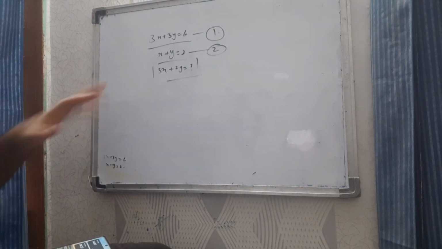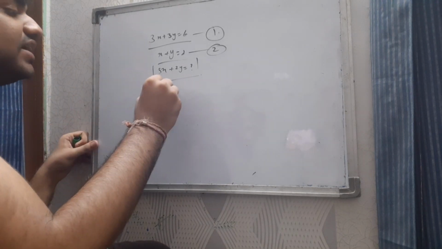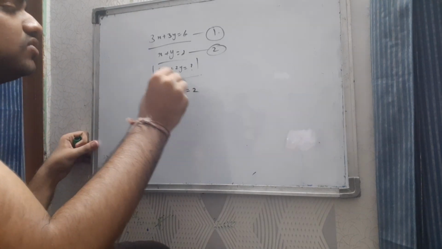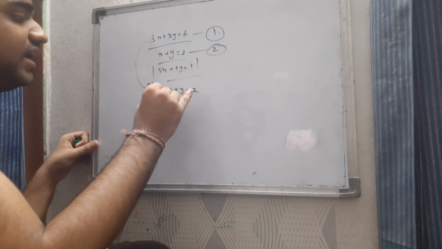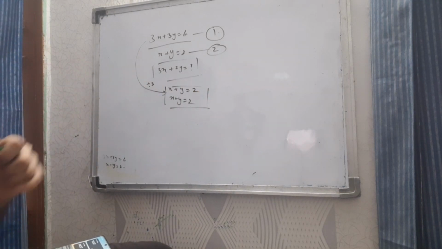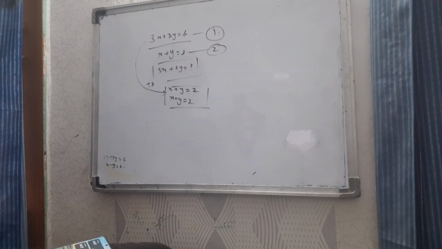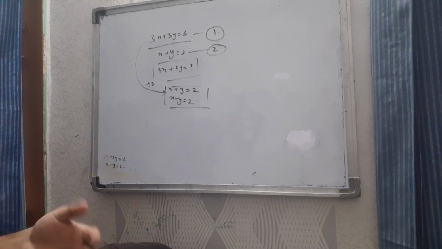So how do we solve this further? Seeing this equation, we get x plus y equal to 2, and if we divide both sides by 3 here, we get x plus y equal to 2. So these two are again the same equations. It is the same type of question which we did earlier. Hence both the statements are insufficient to answer this question. Hence we cannot answer this question. We need more data to answer this question.